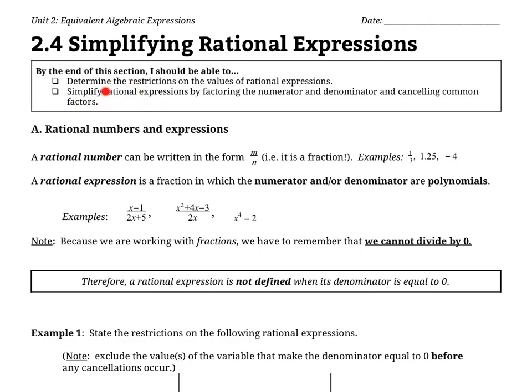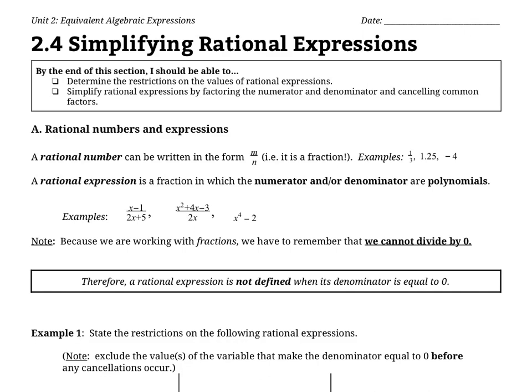We're going to get into what a rational expression is in just a second. We're going to do that by factoring the numerator and denominator and then canceling out common factors. And by the end of the lesson, we should also be able to determine the restrictions on the variables of the rational expressions, and we're going to talk about that as well.